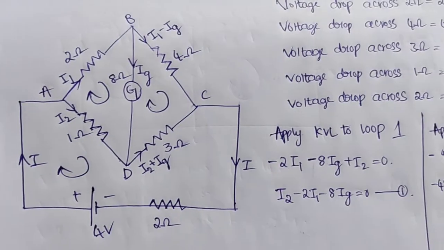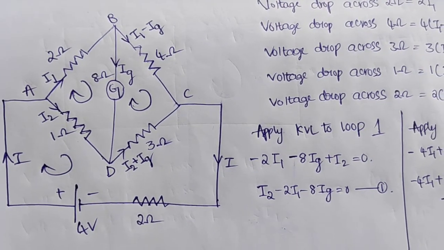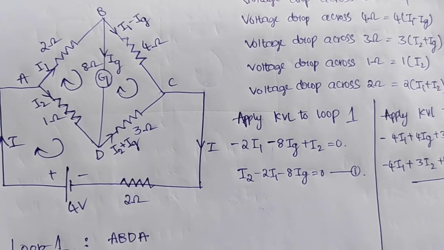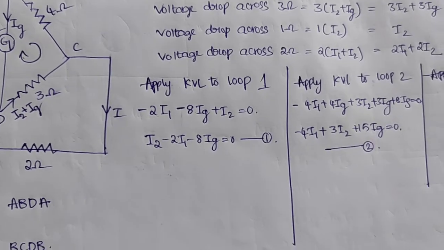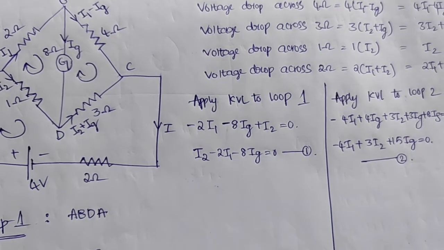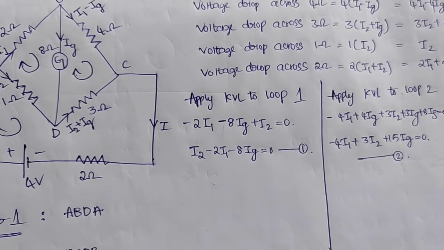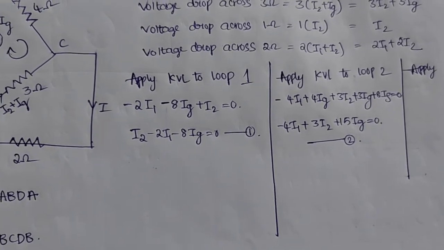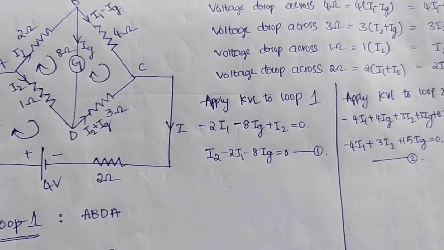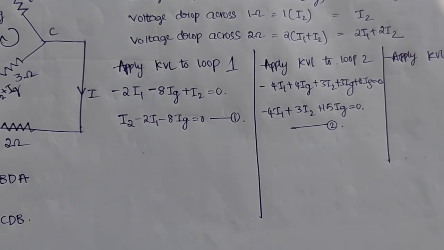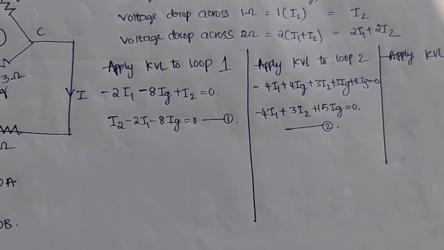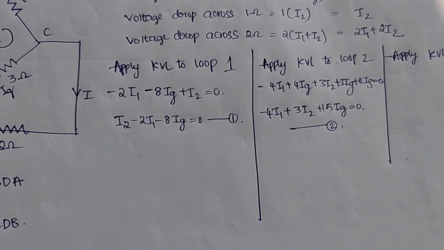Apply Kirchhoff voltage law to loop 2. The current flowing through the 4 ohm resistor is in the same direction of movement, so taken as minus 4 times I1 minus Ig, that is minus 4I1 plus 4Ig. The current through the 3 ohm resistor is in the opposite direction, so taken as positive, that means 3I2 plus 3Ig, and the current through the galvanometer is also in the opposite direction, so taken as plus 8Ig equals 0. Solving, we get minus 4I1 plus 3I2 plus 15Ig equals 0. It is considered as the second equation.